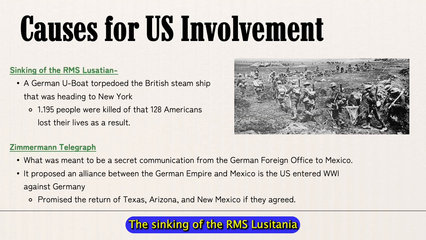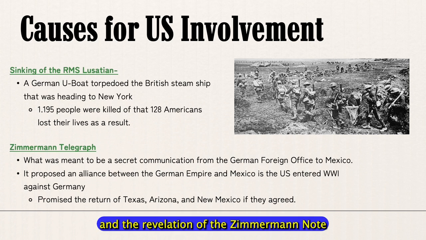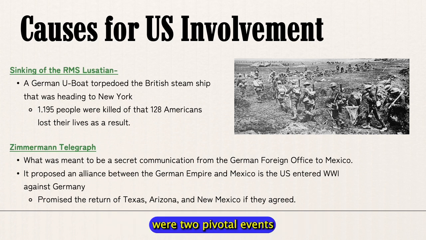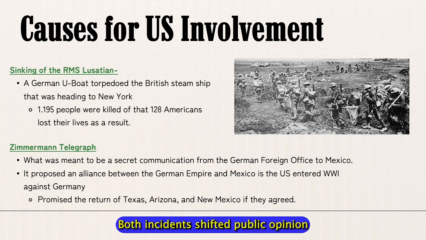The sinking of the RMS Lusitania and the revelation of the Zimmermann Note were 2 pivotal events that significantly influenced the United States' decision to enter World War I. Both incidents shifted public opinion and persuaded American leaders that neutrality was no longer an option. The sinking of the RMS Lusitania, 1915.